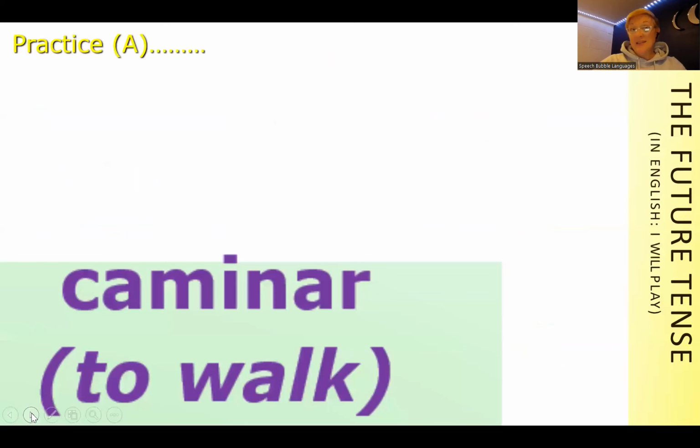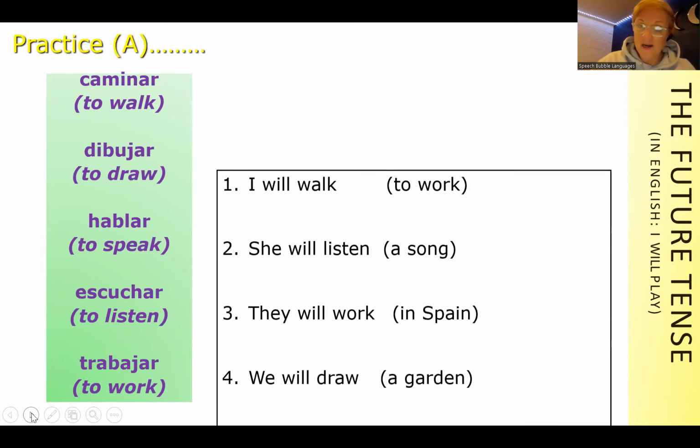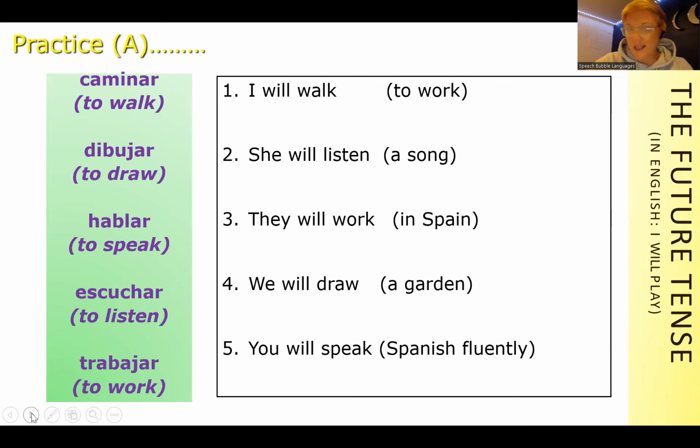Let's do some practice then, shall we? Here on the left-hand side, I have a series of AR verbs. Caminar, dibujar, hablar, escuchar, and trabajar. Can you create some future tense sentences for me? Form the verbs and see if you can complete the sentences too by adding the words in brackets in Spanish too. Hit pause here as you work your way through the task.